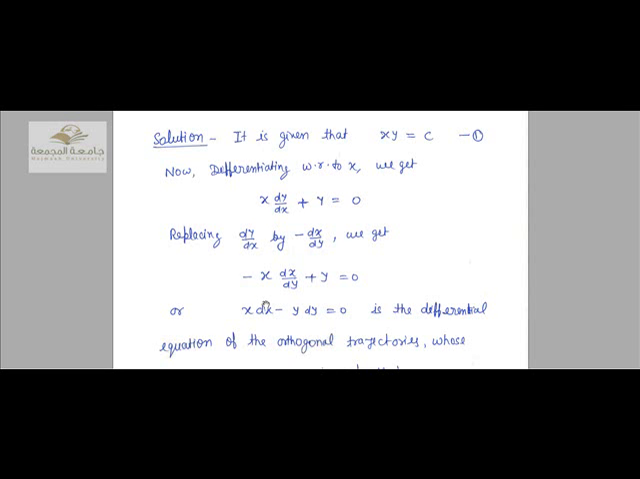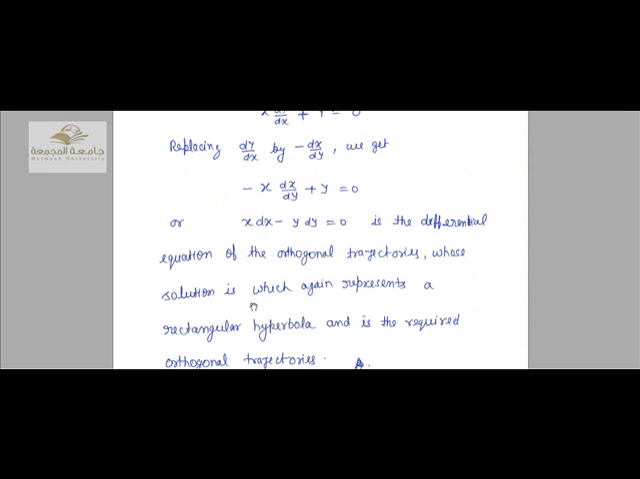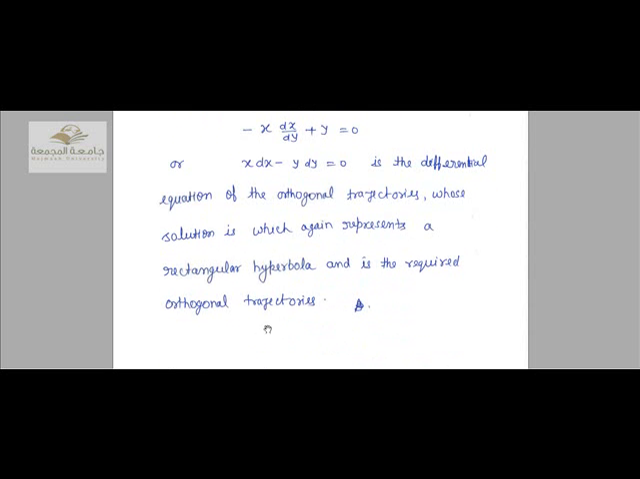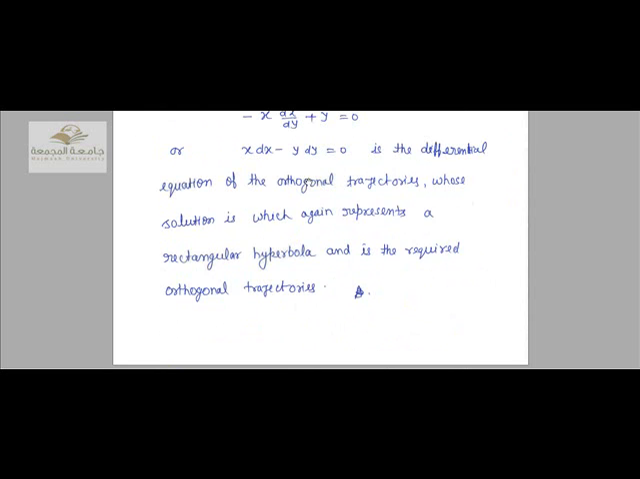Replacing dy/dx by -dx/dy, we get -x dx/dy + y = 0, or x dx - y dy = 0, which is the differential equation of the orthogonal trajectory, whose solution again represents a rectangular hyperbola and is the required orthogonal trajectory. So finally its solution will be x² - y² = c.